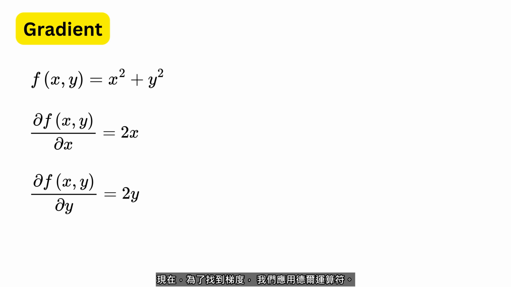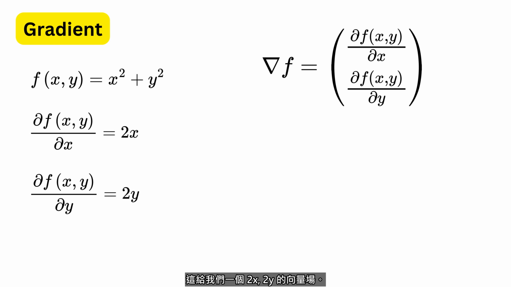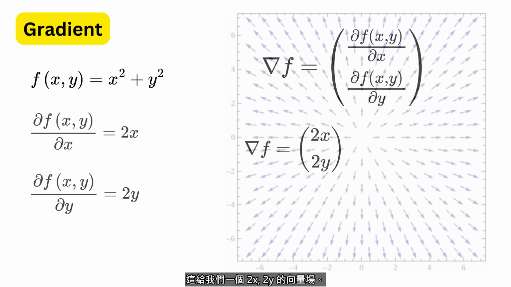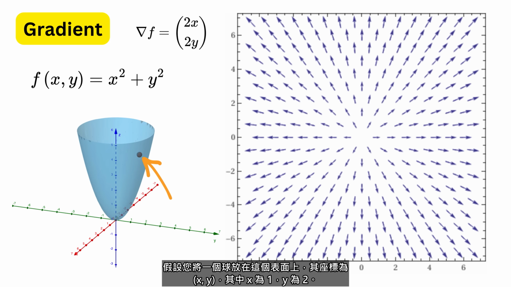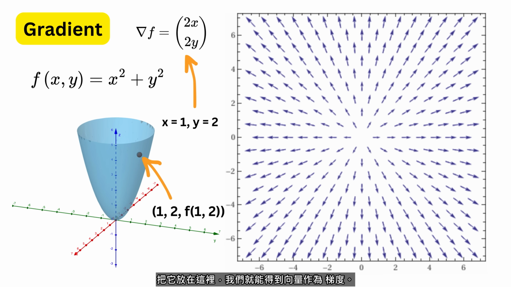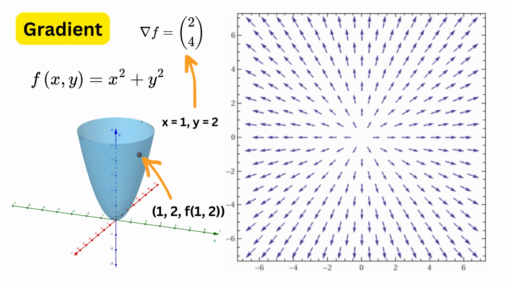Now, to find the gradient, we apply the del operator, which gives us a vector field of (2x, 2y). Its vector field will look something like this, right? Here comes the satisfying moment. Suppose you place a ball on this surface at the coordinate (1, 2). So x is 1 and y is 2. Put it here, and we get the vector (2, 4) as the gradient.